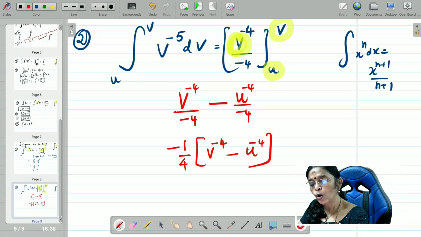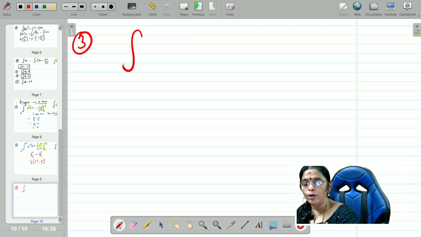Same way here. One more question. Third. 0 to 2, t power minus 2 plus 1 dt.